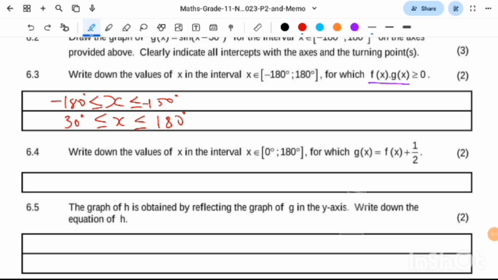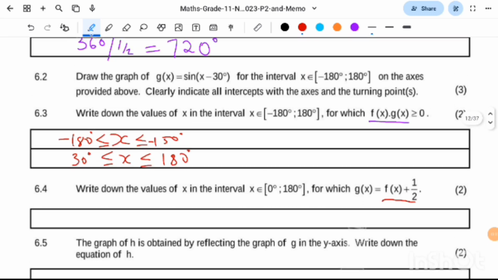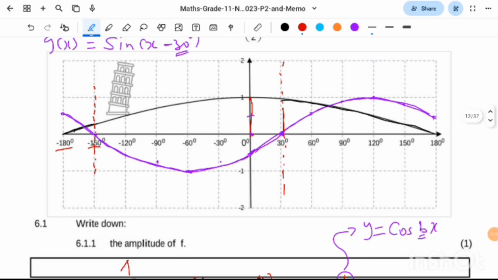What are we going to do here? We're going to take our f of x and add half. That means our f of x will shift half a unit up. Okay, let's go up. We want the condition where f of x shifts half a unit up.